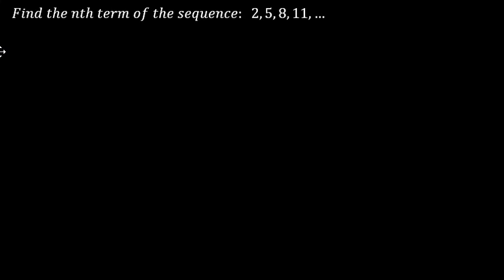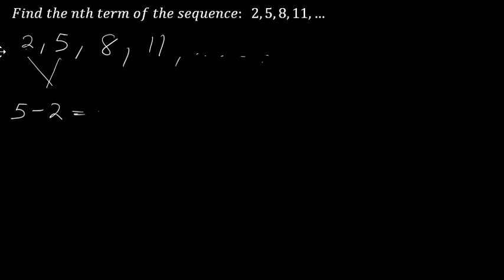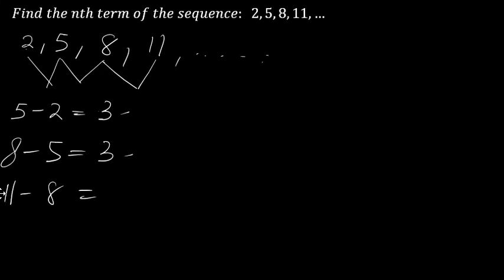So for us to do that, we have 2, 5, 8, 11 as a sequence. We look at the difference between this and this. The difference between 5 and 2, the second term minus the first term, is 3. Now let's also look at the difference between 8 and 5, which is 3. Now the difference between 11 and 8 is 3. So we have a common difference.